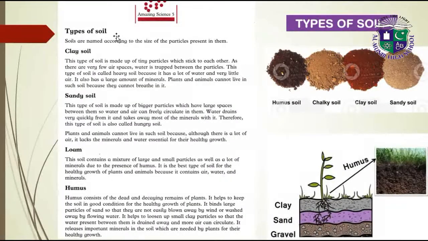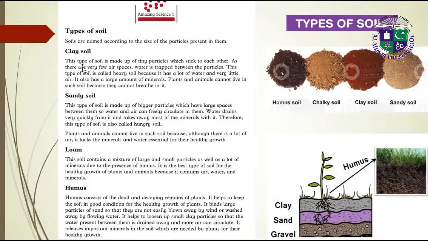Types of soil, students. Next our topic is about types of soil. How many types of soil we have? Clay soil, sandy soil, loam and humus. Here we have the pictures. Look at the different colors of different types of soil. Soils are named according to the size of the particles present in them. Look at these particles. Some particles are very tiny, some particles are bigger or larger than the other.